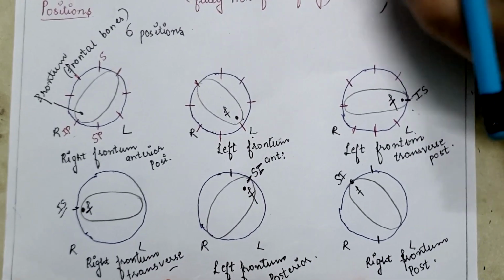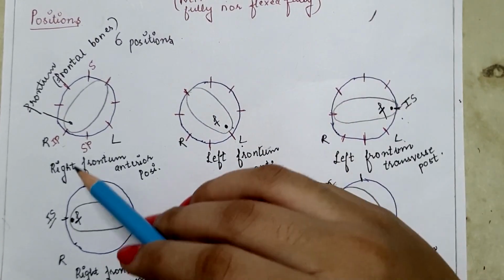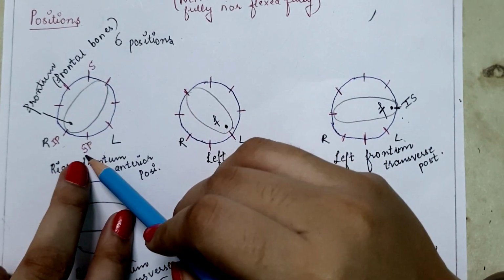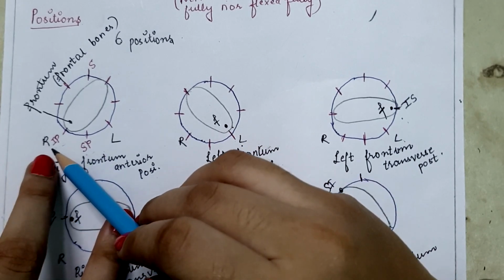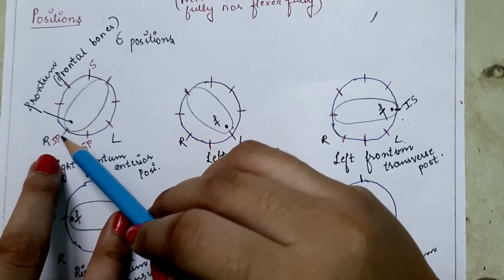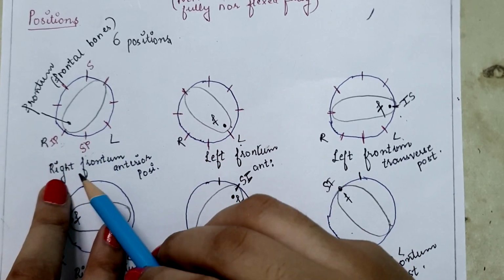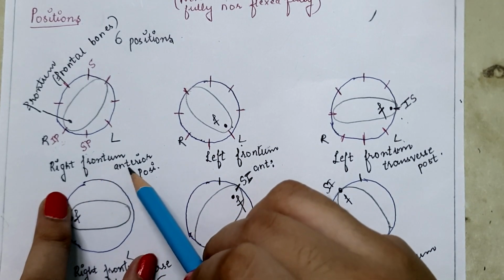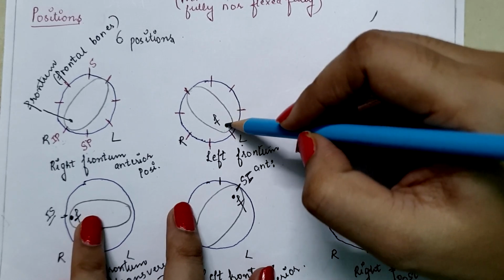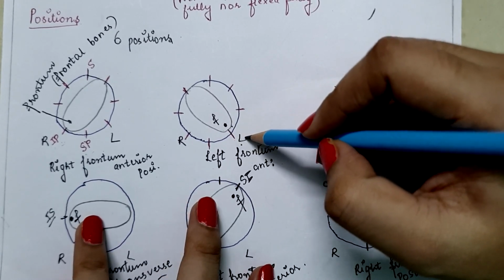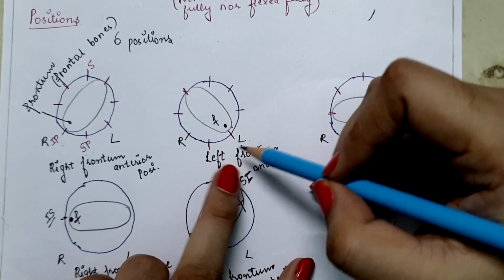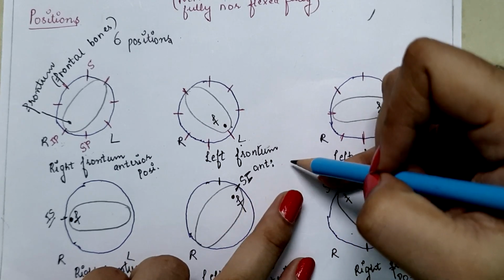There are mainly 6 positions in the brow presentation. First, this is the sacrum, this is the symphysis pubis, this is the right iliopubic eminence, and this is the left iliopubic eminence. If the frontum lies in relation to the right iliopubic eminence, that position is known as right frontum anterior position. And if the frontum or frontal bones lie in relation to the left iliopubic eminence, that is known as left frontum anterior position.